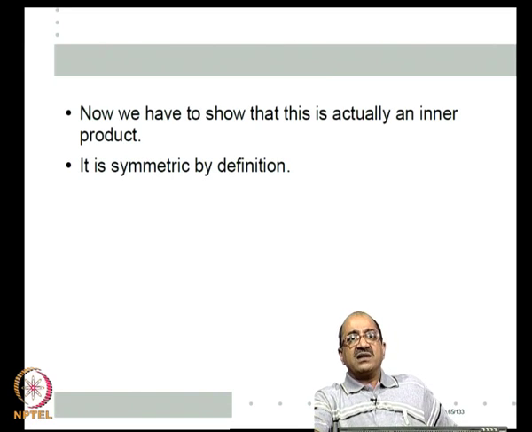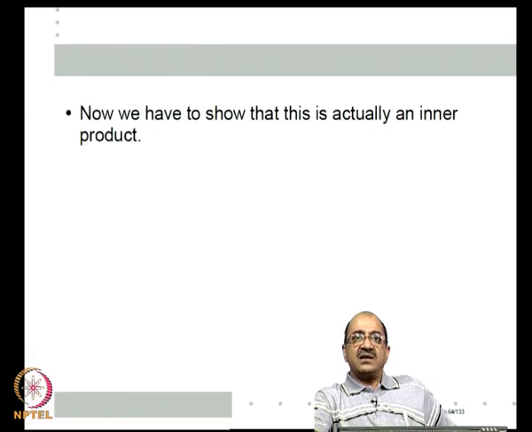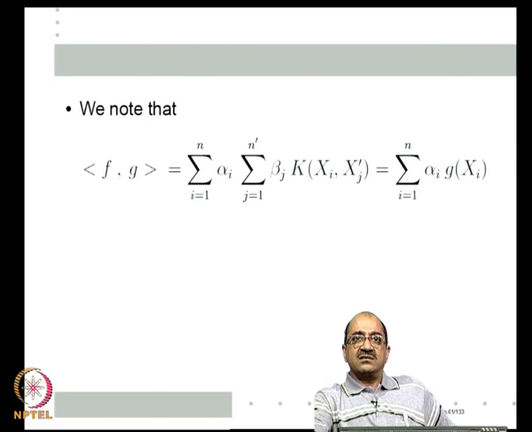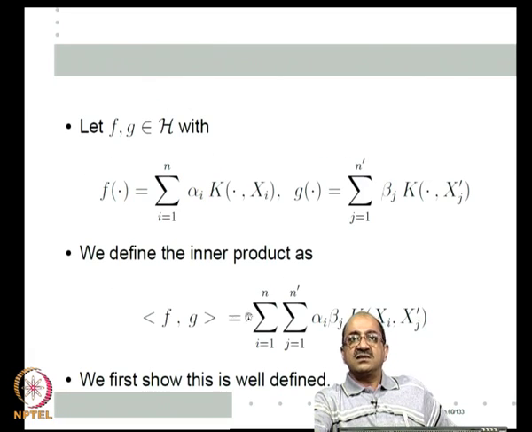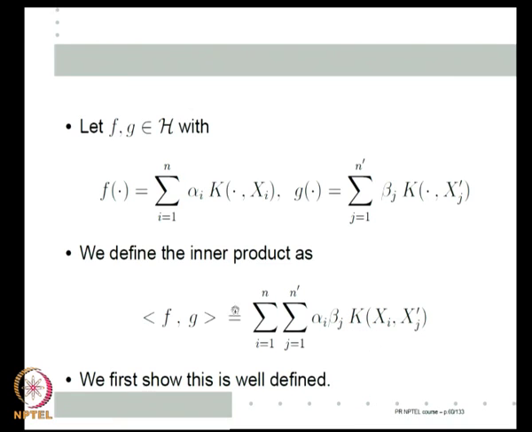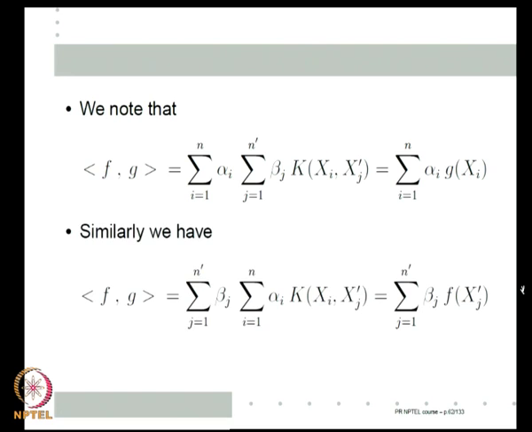Now, our inner product is symmetric by definition, because this is how we define this. It does not depend on which is f and which is g, because of this alpha i beta j k xi x j prime, and k is symmetric. So, inner product of f and g is same as inner product of g and f.